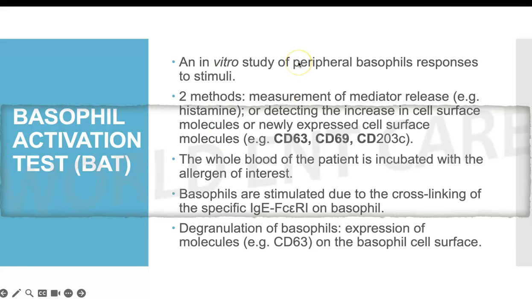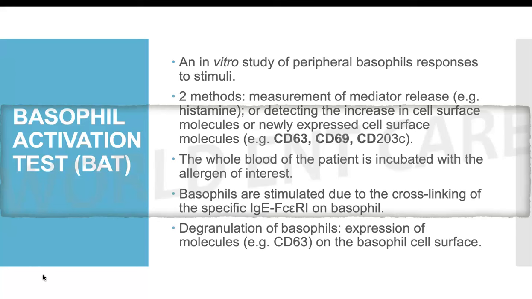Okay, now talking about the basophil activation test. So next is the basophil activation test. This is an in vitro study of the peripheral basophil response to stimuli. This test uses whole blood, and therefore it is more accessible than mast cells to study the IgE mediated response in allergic reaction. It can be assessed mainly by two methods.